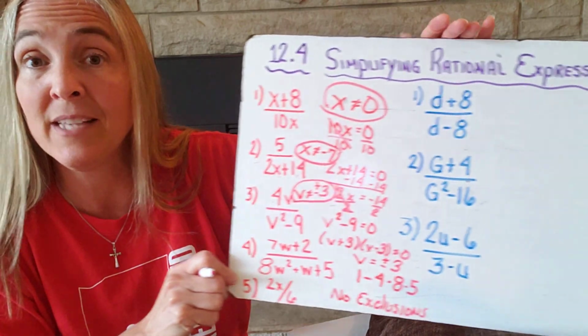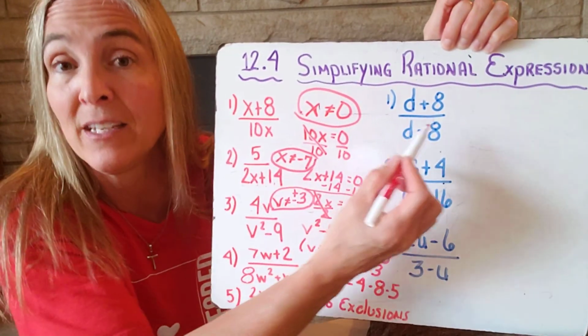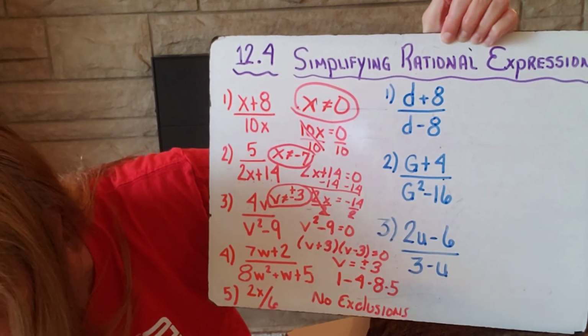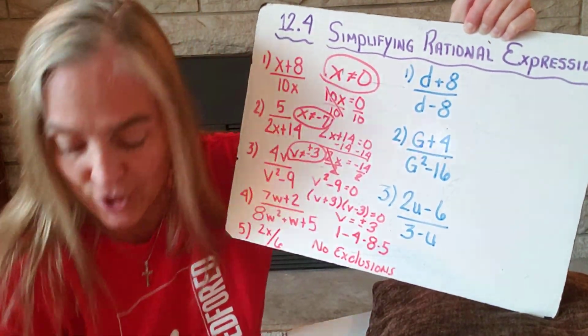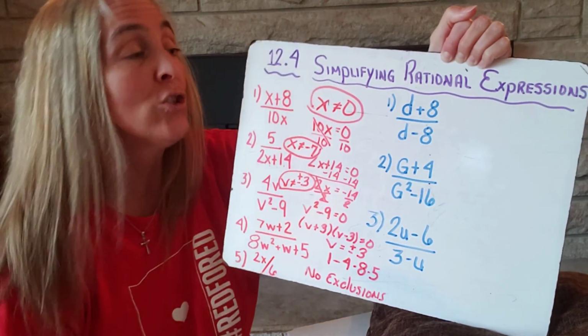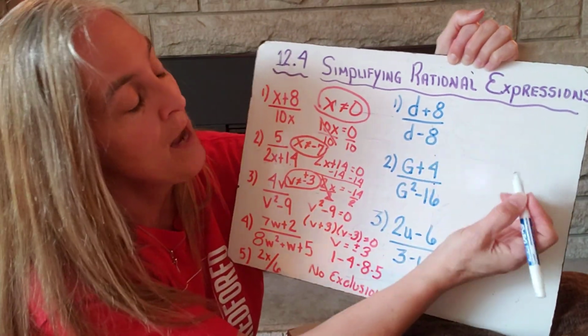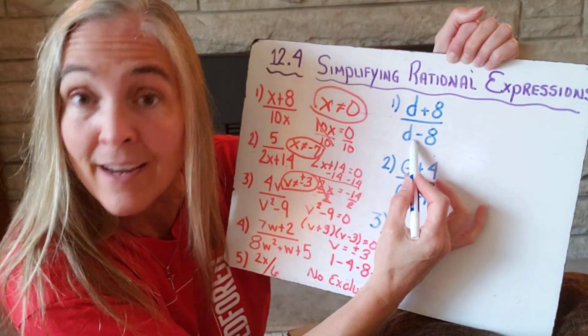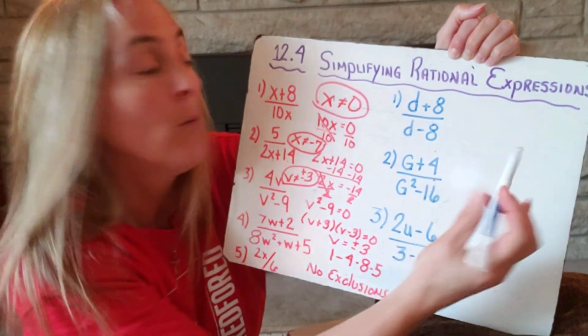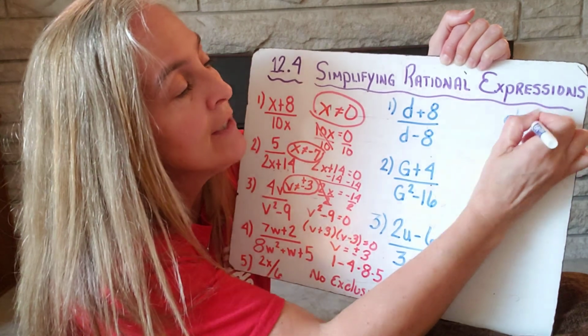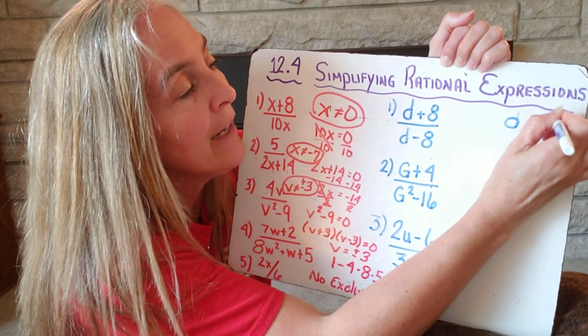What your assignment is actually going to be is going to be like these next 4 questions. You have to give the excluded values, so do that first, and then you're going to simplify. So as I look at this denominator, I can see that I could not let D equal 8, because 8 minus 8 is 0. So my excluded value, D, is not allowed to be 8.